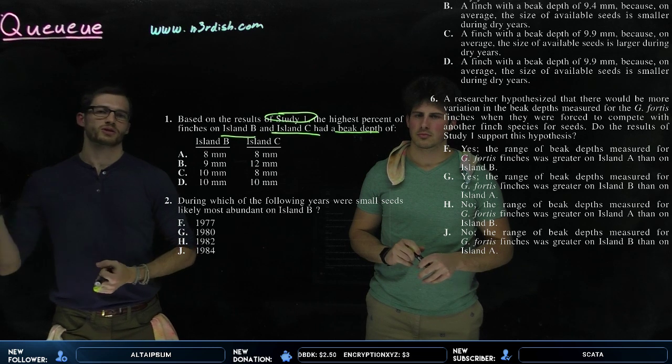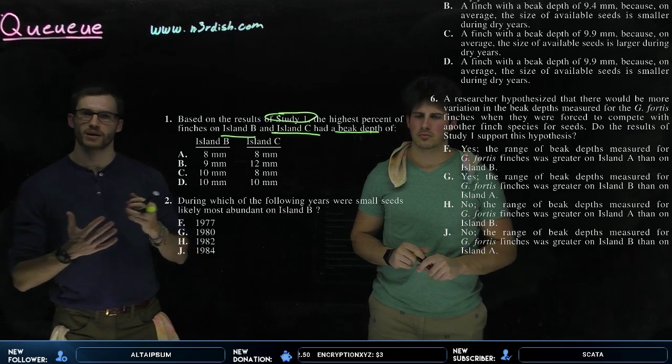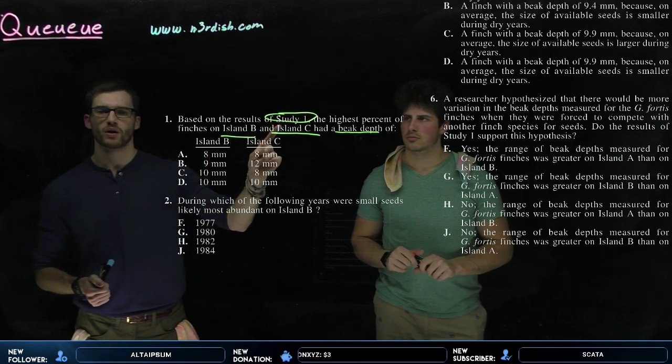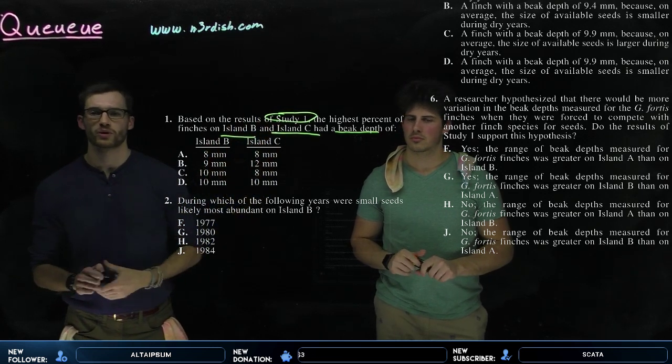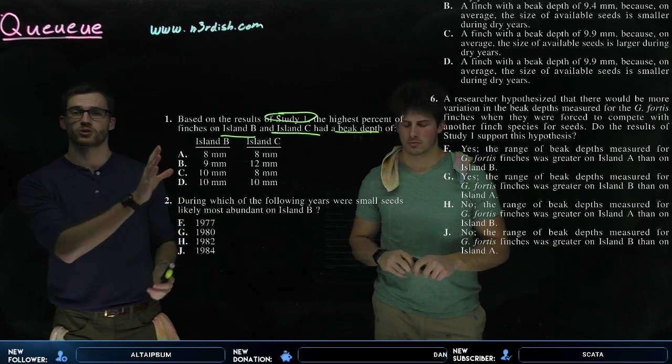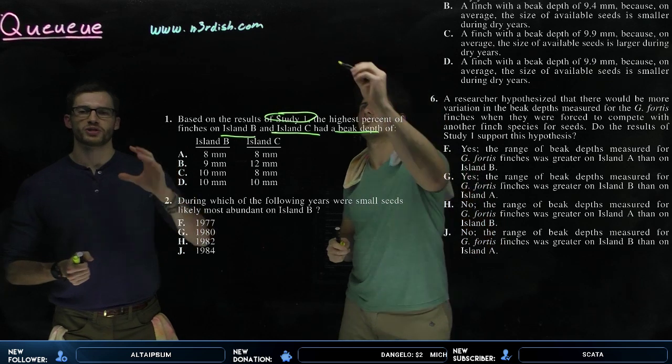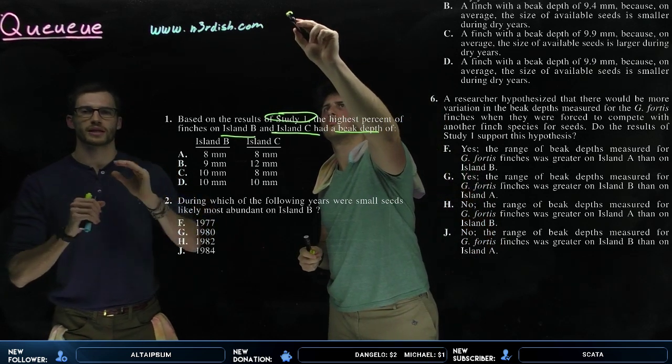So you have no idea what's going on in the passage. Maybe you checked out what type of passage it is. But now we're looking in study one, for islands B and C, and we're comparing beak depth. This is probably the simplest question for this passage.